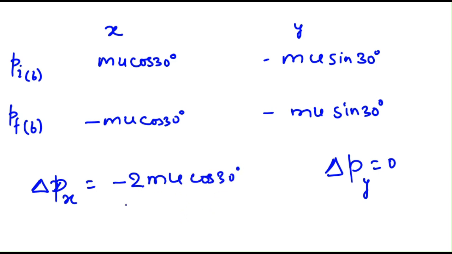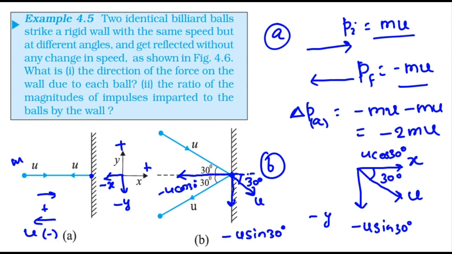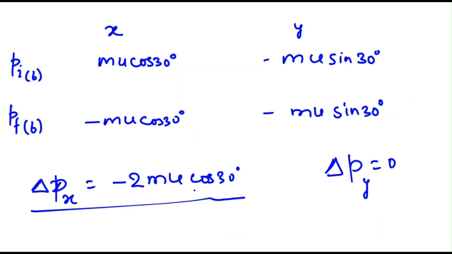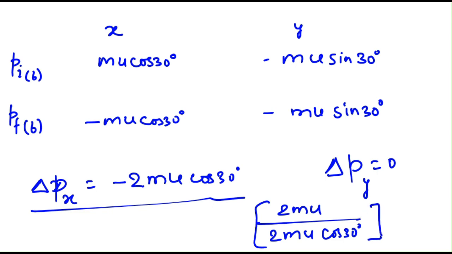So we can take 2 mu cos 30 degree. This is the change in momentum magnitude. We are talking about magnitude. So let's take both cases. In the first case, the magnitude of the change in momentum is 2 mu, and in the second case it is 2 mu cos 30 degree. So we can take the ratio of these two, 2 mu divided by 2 mu cos 30 degree, or you can take it the other way.